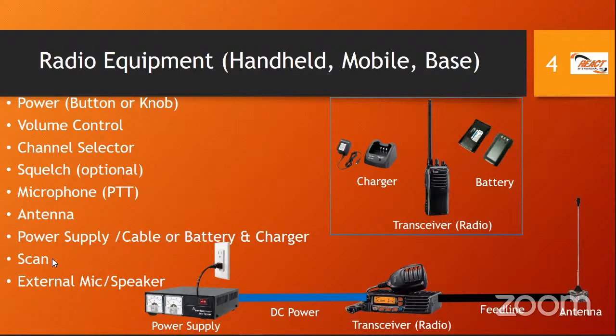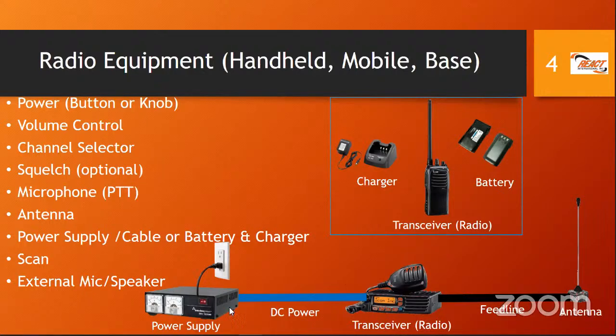So that scan feature, very lovely feature, but we have to be very careful with scan and be mindful of it. Why? Because when a scan stops on a channel and it's listening to that channel, if there's traffic on our substantive channel that we are tuned to, we may not hear it because our radio has stopped on that other channel. So we need to know how scan is configured, if it's with priority, if it's return, if it's going to stay on that other channel once there's traffic. So scan is a feature and a function on many radios. And of course, we may have an external microphone or a speaker.